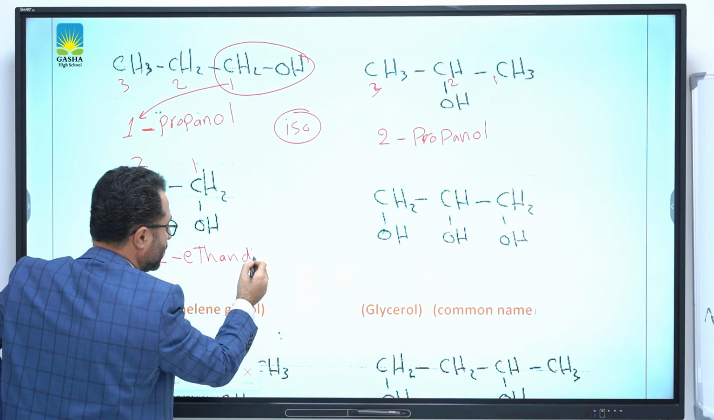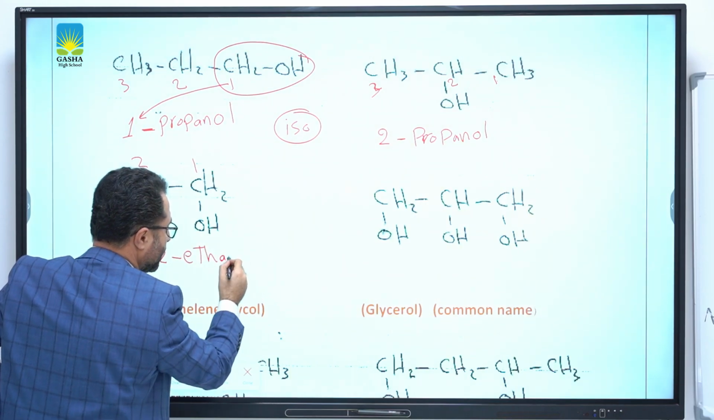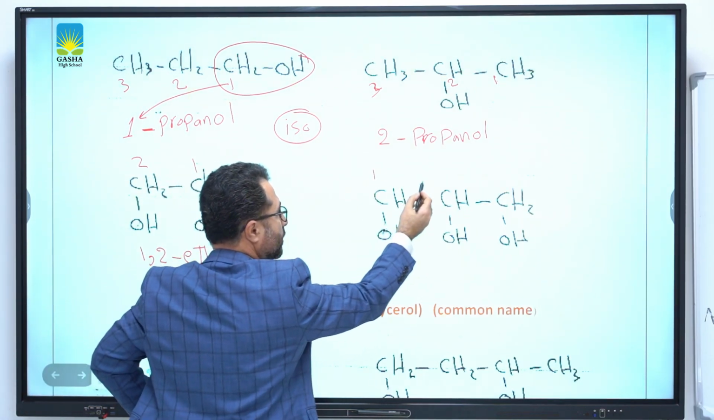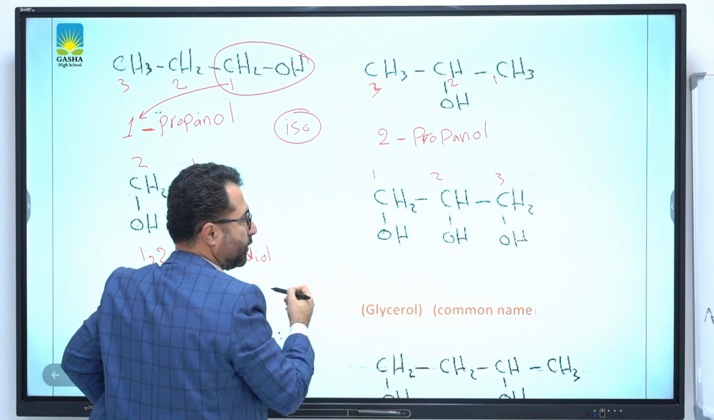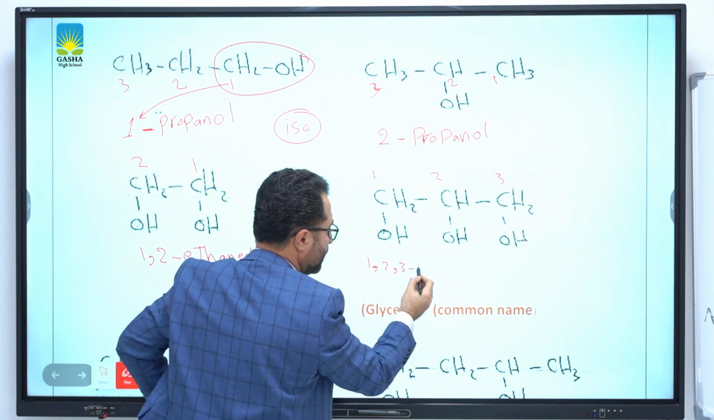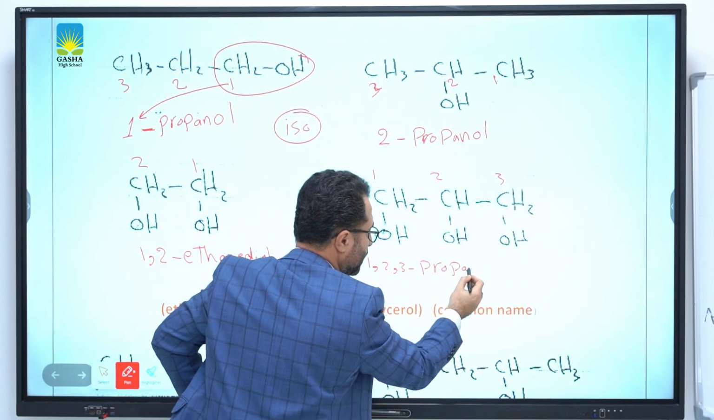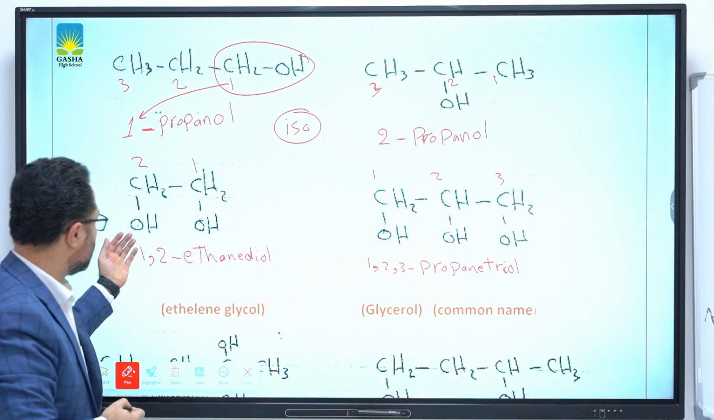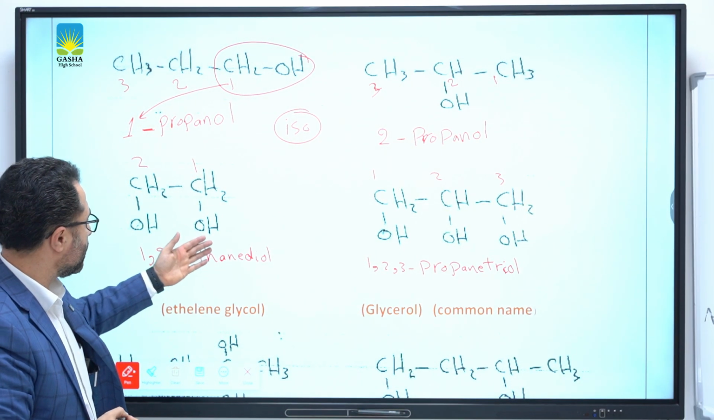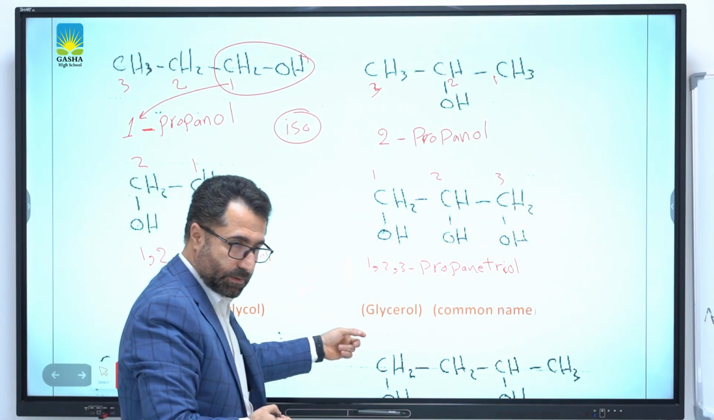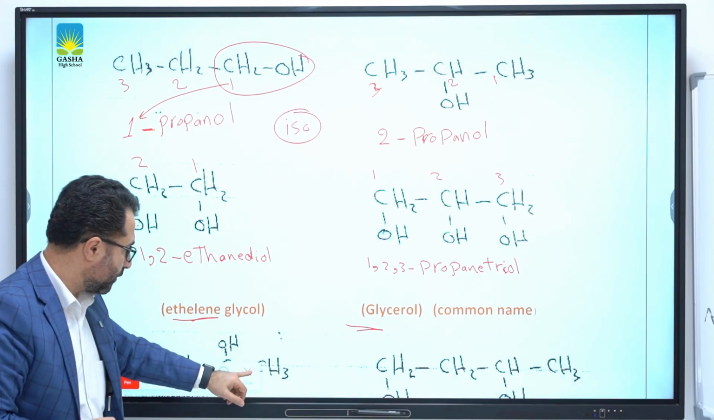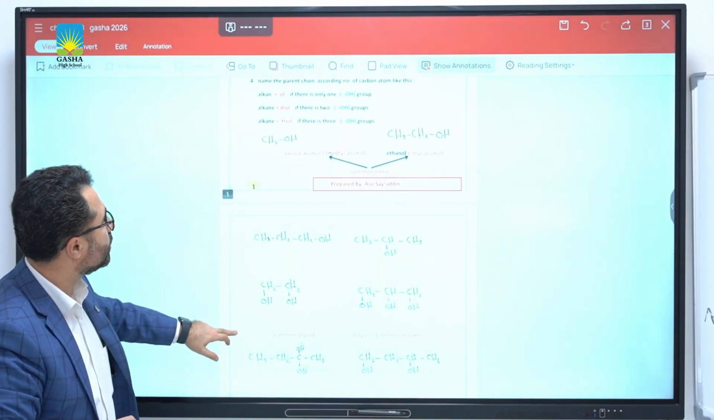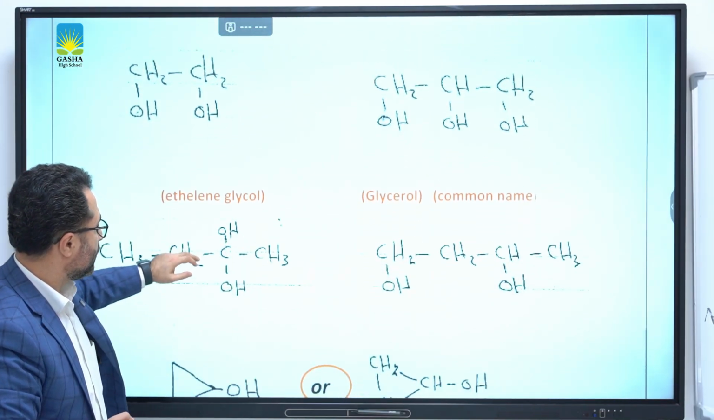Ethanediol. For this one it is 1, 2, 3. Propanetriol. Both ethanediol and propanetriol have common names: ethylene glycol and glycerol. These are the common names for 1,2-ethanediol and 1,2,3-propanetriol.